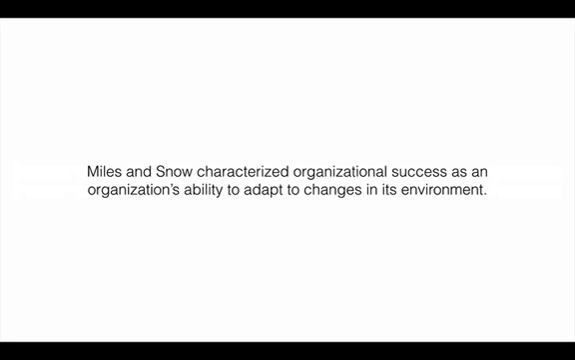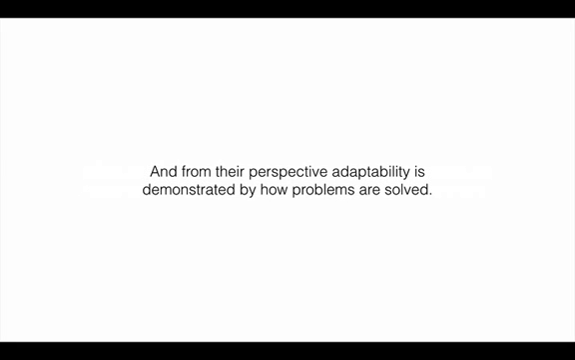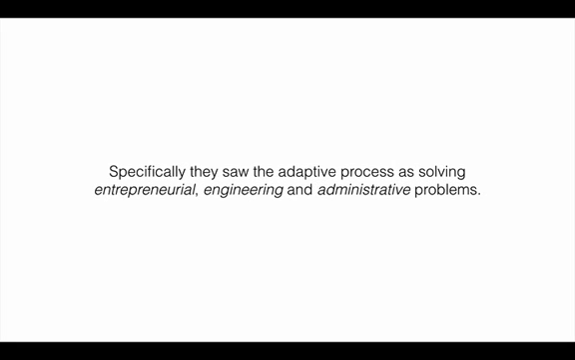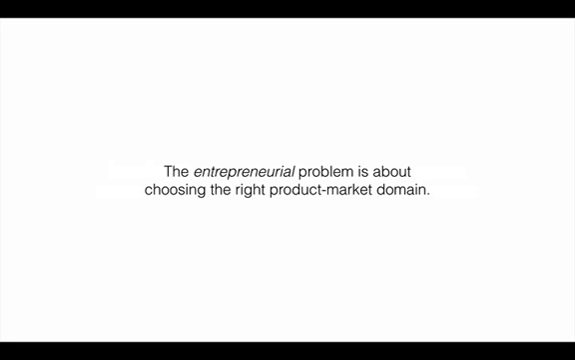Miles and Snow characterize organizational success as an organization's ability to adapt to changes in its environment. And from their perspective, adaptability is demonstrated by how problems are solved. Specifically, they saw the adaptive process as solving entrepreneurial, engineering, and administrative problems.